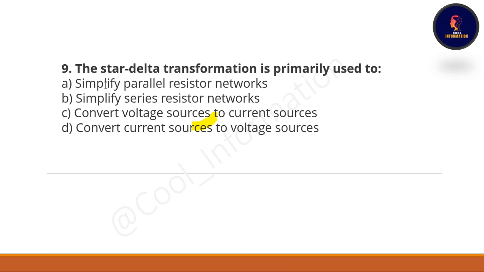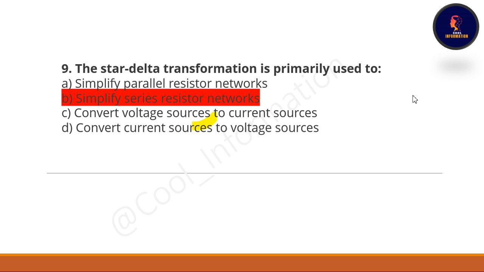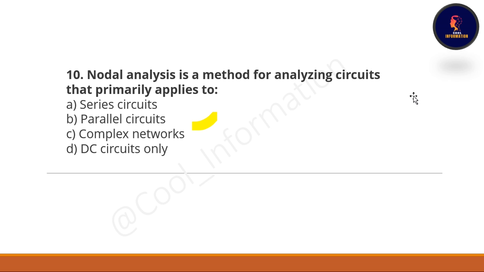Next question. The star delta transformation is primarily used to: option A, simplify parallel resistor network. Option B, simplify series resistor network. Option C, convert voltage source to current source. And the last option is convert current source to voltage source. And the correct option is option B, which is simplify series resistor network.